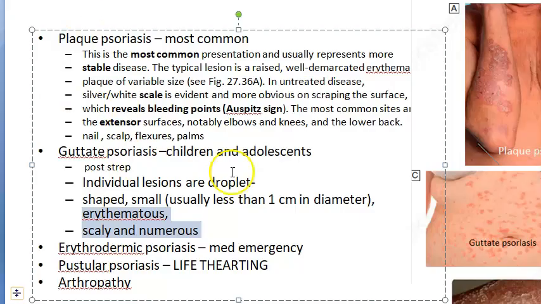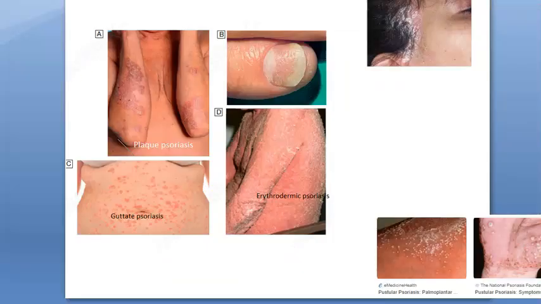So there's nothing much serious about this guttate one. Individual lesions, you saw, are very small. Adolescent, child, post-strep. Okay, what else? Erythematous, scaly, numerous. Scaly, you can write everywhere. Droplet shaped, if you want, you can remember. Guttate. Okay. So now you're done with plaque psoriasis, in which you saw nail involvement, scalp involvement and all will be there. Then you saw guttate psoriasis. Right, now we will move to the third one given by the textbook.